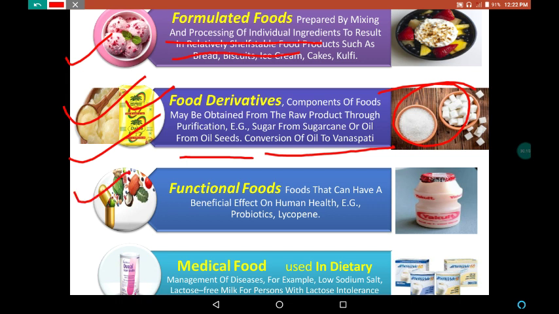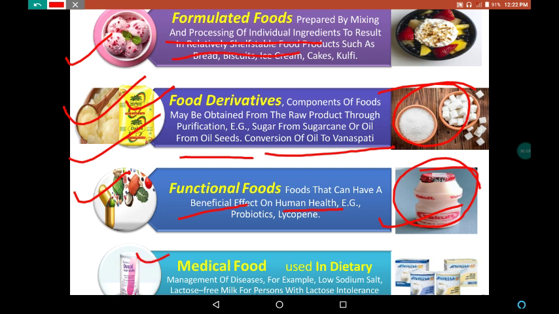Next one is functional food. Functional food can have a beneficial effect on human health. For example, a probiotic food item like Yakult. This is the most commonly used probiotic product nowadays.